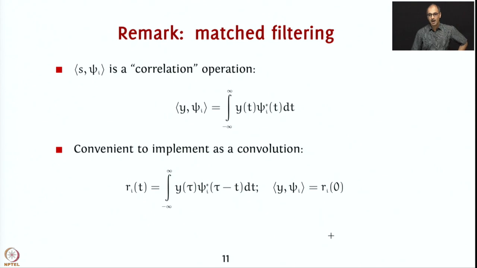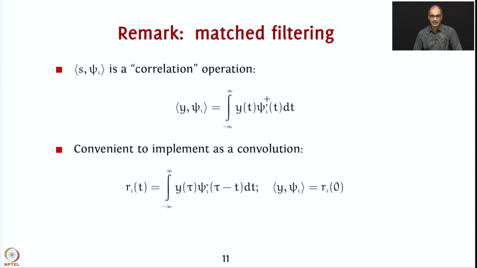So one remark that we want to make is that whenever we perform this inner product of s and psi i, if it's a real signal, it's just an integral. If it's complex, then you have a star, it doesn't matter. This is called a correlation operation. A correlation operation is basically where you multiply two signals and evaluate the integral, maybe with a shift also. In this case, we are just not adding a shift, that's completely fine.